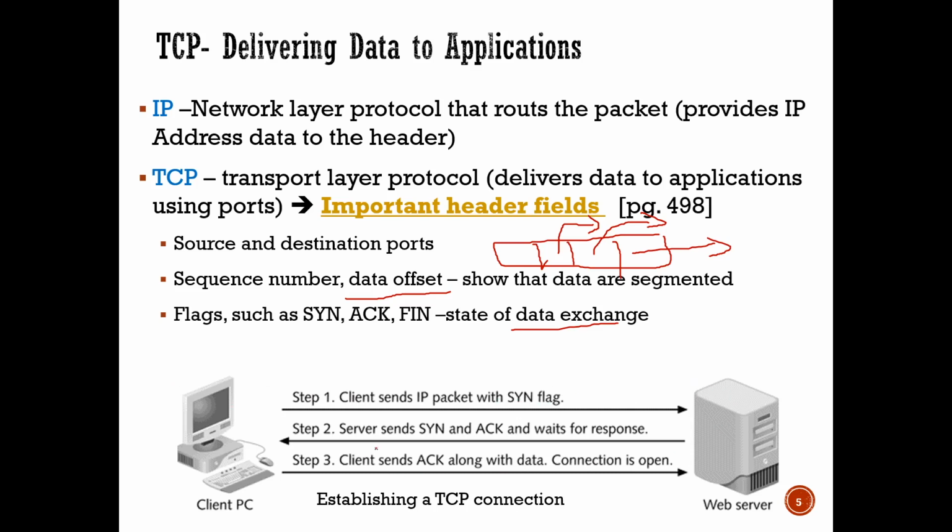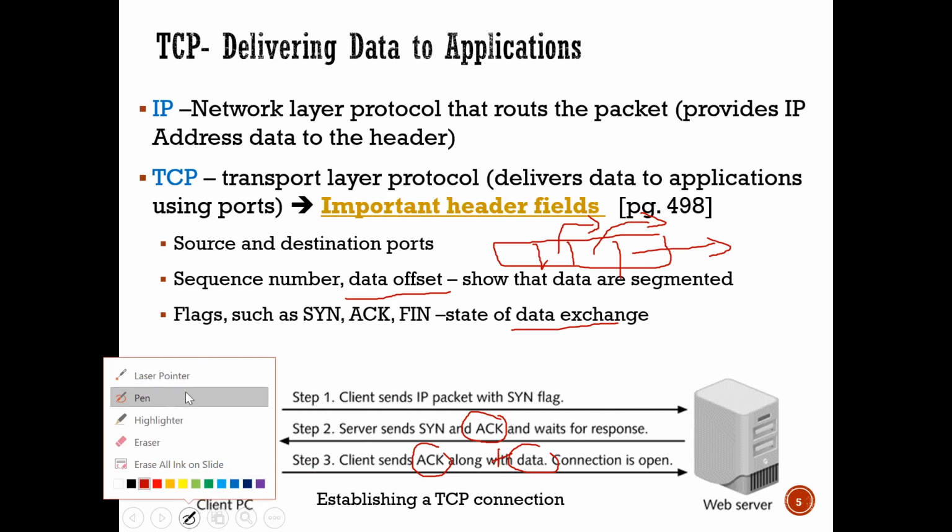Then the server replies. The server sends a synchronization and also an acknowledgement, meaning that it has accepted the connection. And finally, in the third step, the client sends an ACK along with the data. So the connection is open, and the client can keep sending more than one packet there.